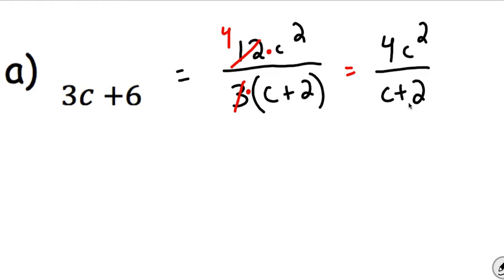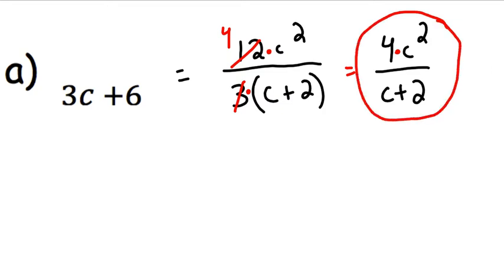Now again, if we look at where the multiplication is happening, on the numerator it's happening right here. On the denominator, there is no multiplication, so this cannot be simplified at all. So since this part can't be simplified, the whole thing can't be simplified anymore, and that is your final answer, 4c squared over c plus 2. Okay, let's do another one.